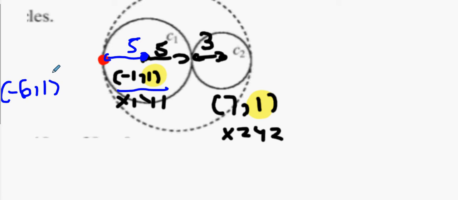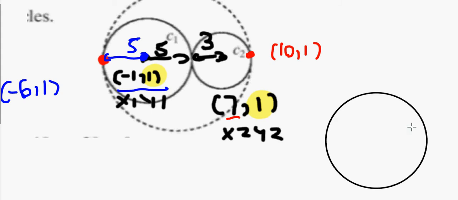Now, next thing. Can anybody guess the other red dot I'm about to put in here? Anybody like to guess this one? Add 3 onto 7 and you get 10, 1. You cool with that? Now all of a sudden you have a circle, and you have a very big circle at that, and you have 2 points. One of them is 10, 1, and the other one is minus 6, 1.